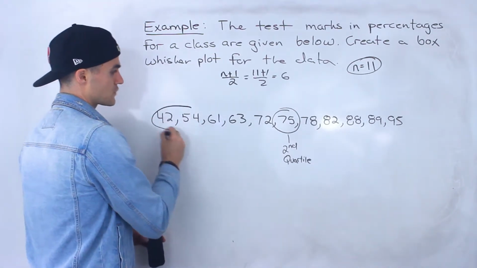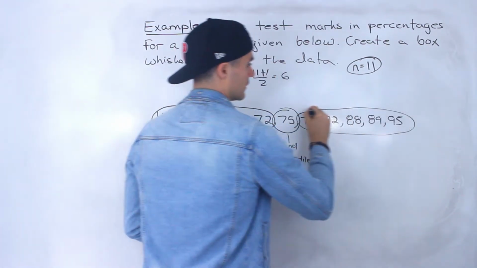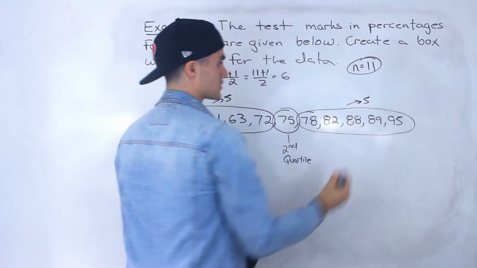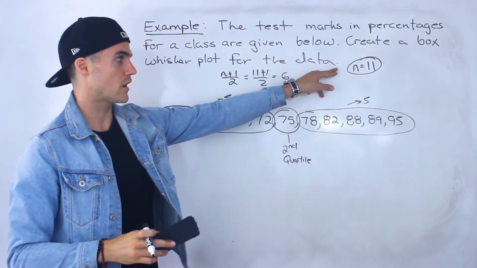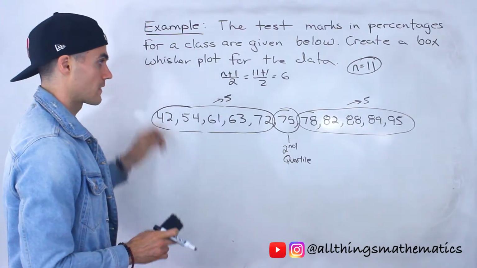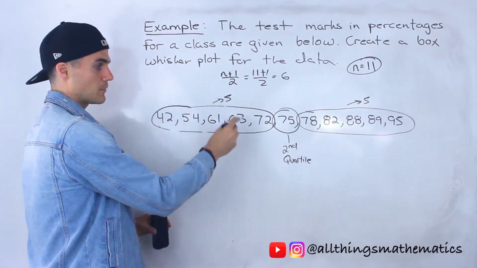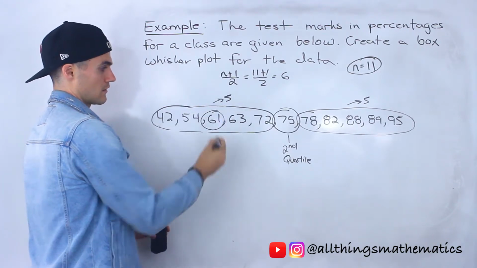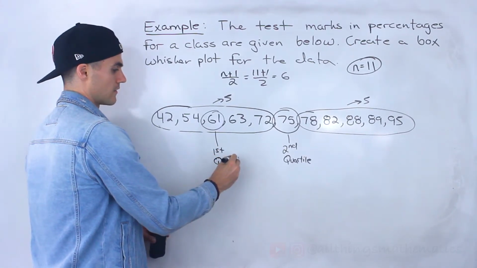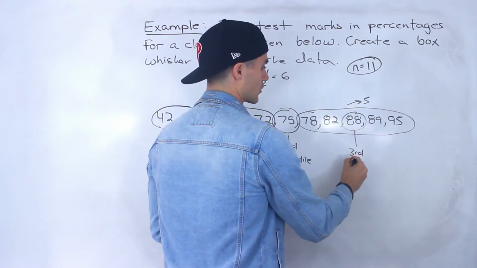Then what we got to do is look at this first half of the data, excluding the median. So we just circle this half here, and then we look at this half. And notice that each of these halves has 5 observations. So this case is an odd number of observations in total with odd halves, because it's 5 and 5. 5 is an odd number. So now, to find the first quartile, we got to find the median of this data. And because it's an odd number of observations, it's just going to be that middle number. It's going to be a single value. So that's going to be the first quartile. And then same thing here, the middle number is going to be this 88. So that's going to be the third quartile.